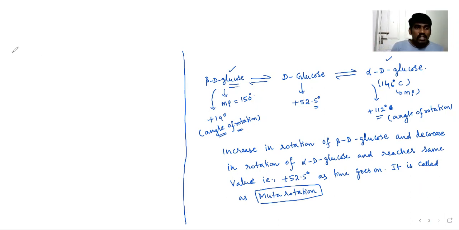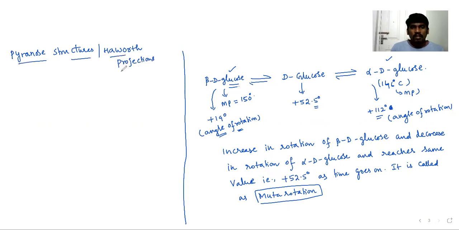Now, if you observe, the next structures we are giving as pyranose structures, also said to be Haworth projections. The cyclic hemiacetals which are formed there are similar to the pyran ring. This ring is called a pyran ring.